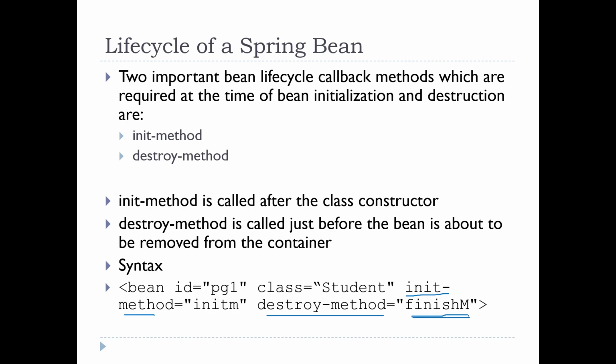So we need to specify the name of the method here. So init m is the method name and finish m is the method name. So basically, any method can act as the initialization method and the destroy method. And also, for different beans, there can be different initialization and destroy methods. So you can have multiple methods in class student. And for bean ID PG1, we may say that init m and finish m is the init and destroy method. Whereas for let's say PG2, we can say that there is init m1 and finish m1, which are the init and destroy methods.